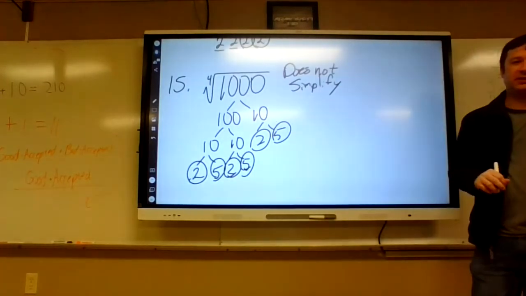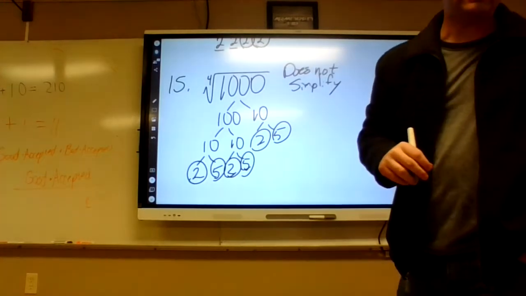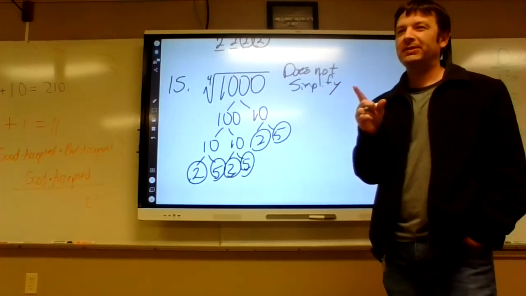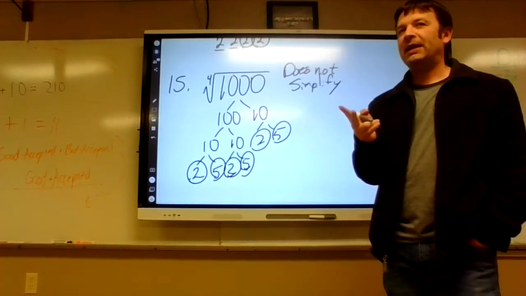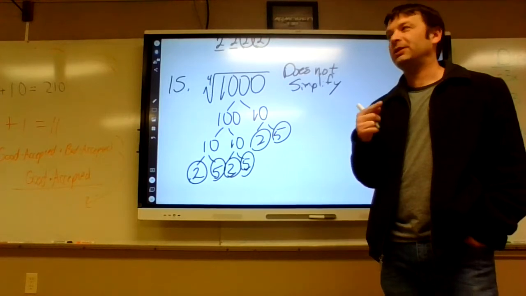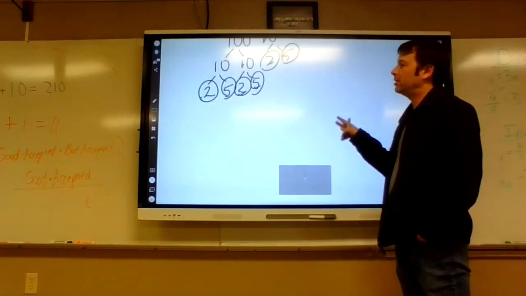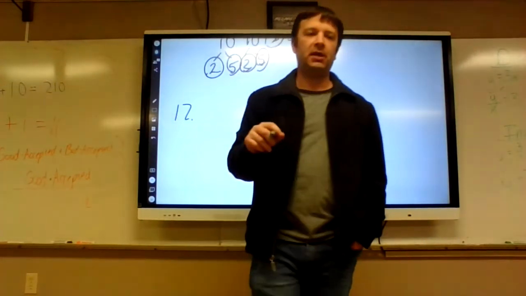Probably 16 might be the hardest one on here because you see how it has a 7th root? Oh gosh. So you have to have 7 of something for it to come out. And there is 7 of something that goes into 512. Is it 2? You will find out. It's totally two. Okay, not right now.